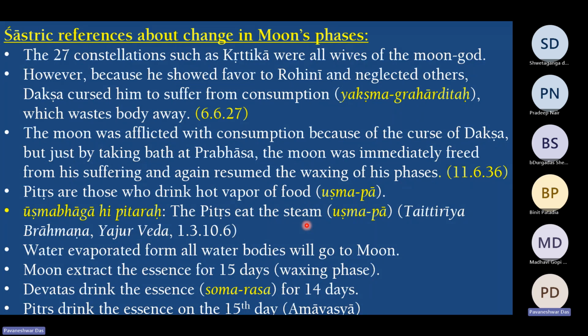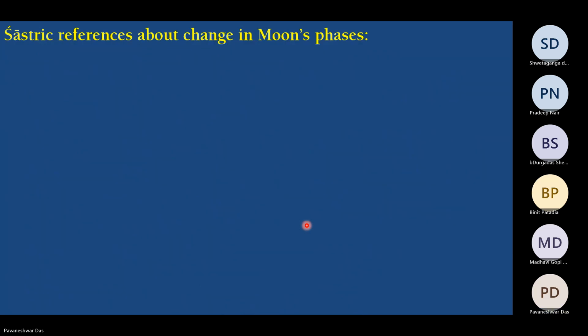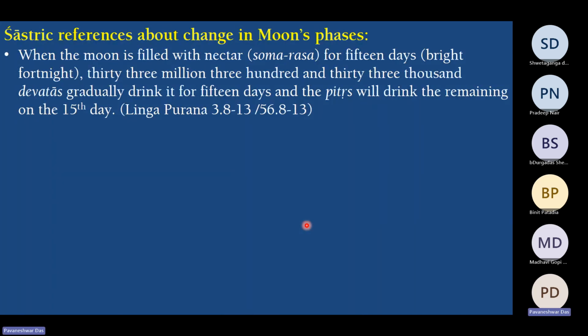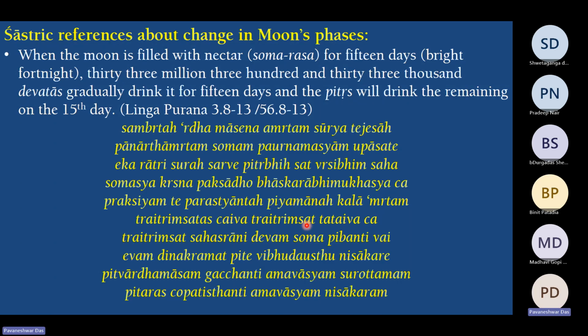So this is also how it happens, what is happening now. It is not that only one thing is happening, but all these things are actually true, because by the combination of all these, the moon is seen by us gradually increasing for 15 days and decreasing for another 15 days. So this is how it is happening. This is mentioned in the Linga Purana, Adhyaya 3, sections 8 to 13. All these verses are there. So it is like that.